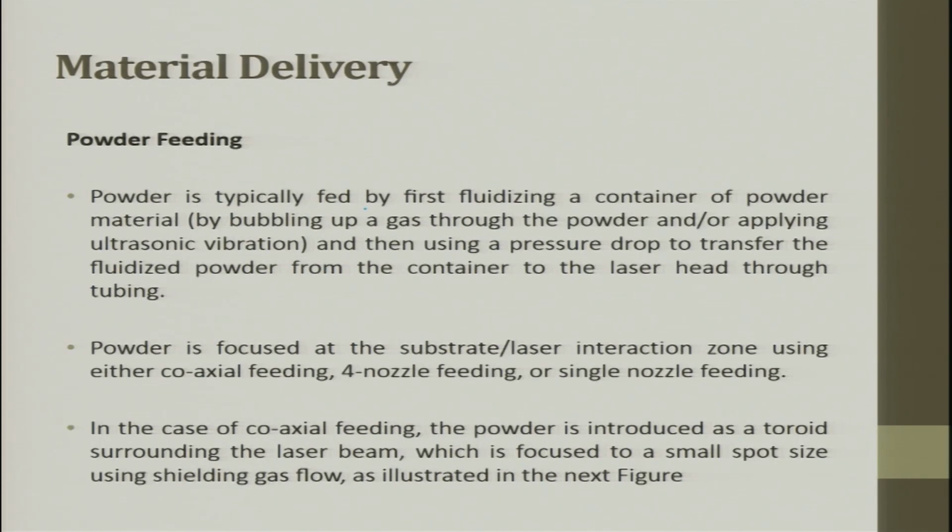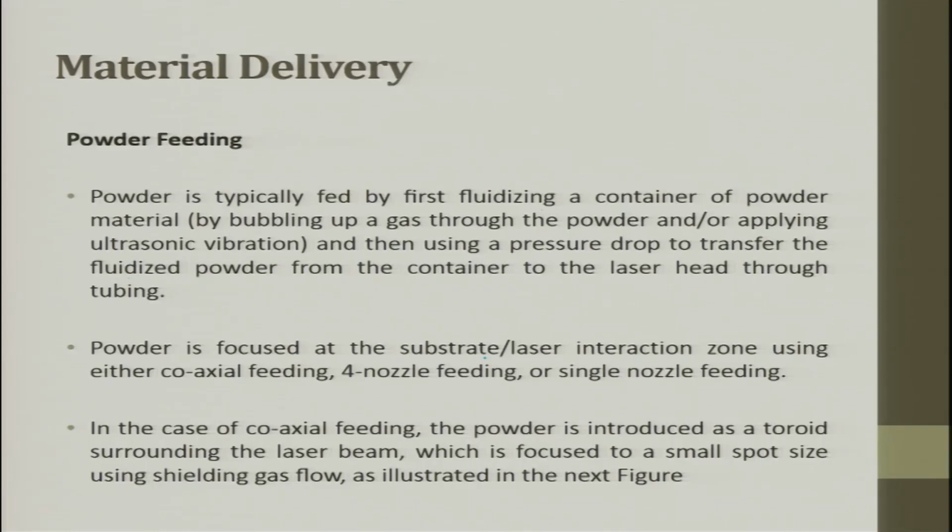The powder is typically fed by first fluidizing a container of powder material and then using a pressure drop to transfer the fluidized powder from the container to the laser head through the tubing. When you start flowing the powder, it is not necessary that the powder will keep flowing because of gravity. So, here you have to create a pressure drop so that the powder flows properly and hits the liquid metal.